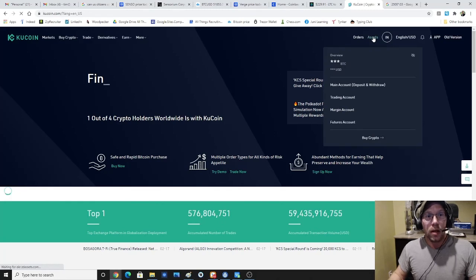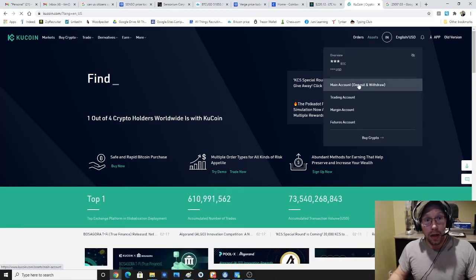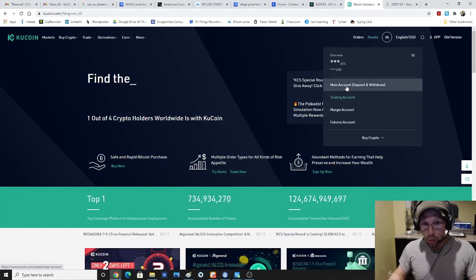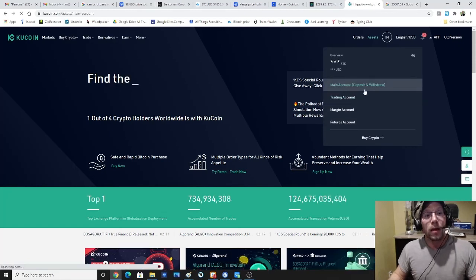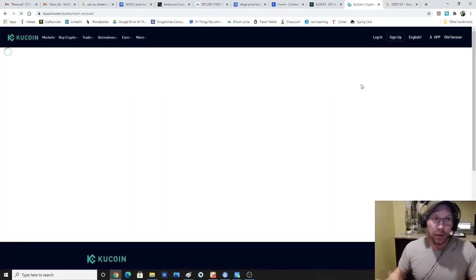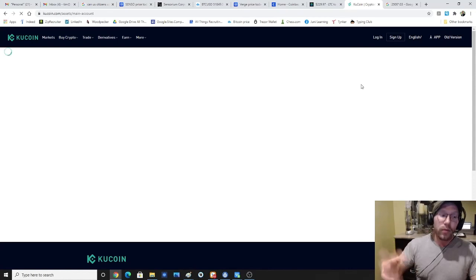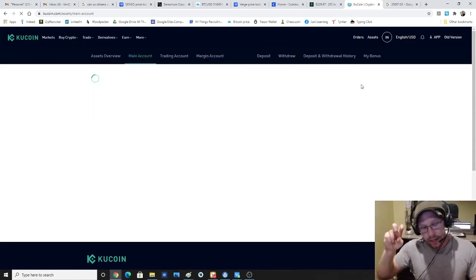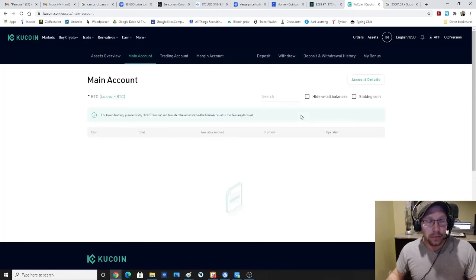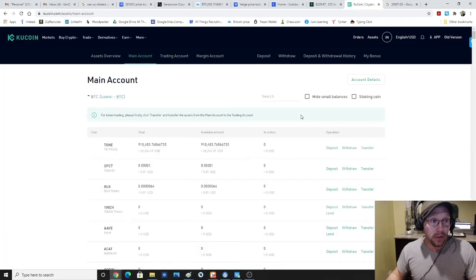Here it goes. Go to assets. For KuCoin, it has split stuff. Usually it's just one. So main account, because that's how you send money off of KuCoin and send money to KuCoin, your main account. But if you want to sell it, you've got to move it to your trading account first by the transfer button here that you'll see pop up in a second. But usually it's all in one, on literally every other site that I've ever seen.